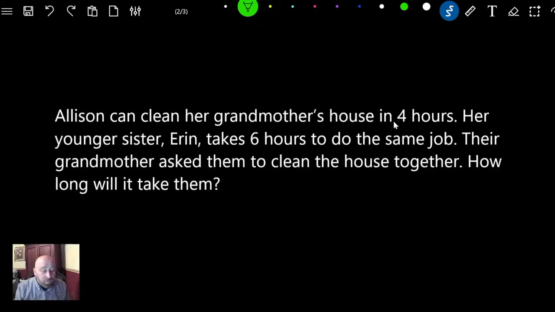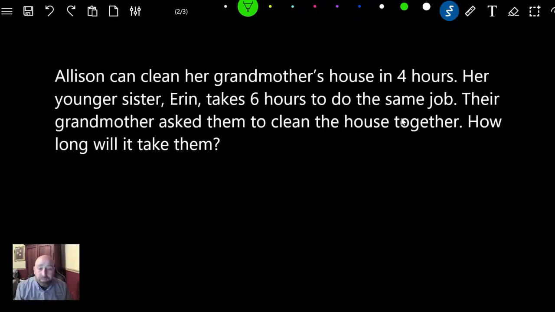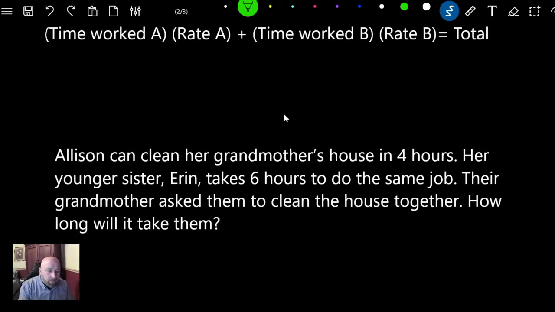Okay, in this first problem, there's a house being cleaned. Maybe they're making cars, maybe they're making cookies. I don't know what they're doing, but every problem is going to be different. All right, so let's put this into this problem. Allison cleans her grandmother's house in 4 hours. Let's set this up. What's the total? Well, the total is one house, right? One house is being cleaned. No matter which person is cleaning it, they're still cleaning the same one house.